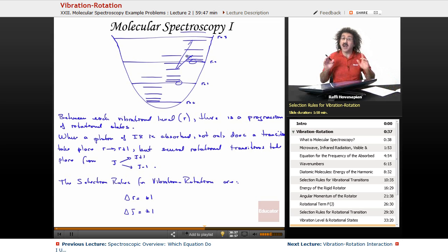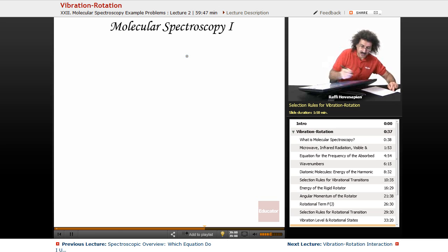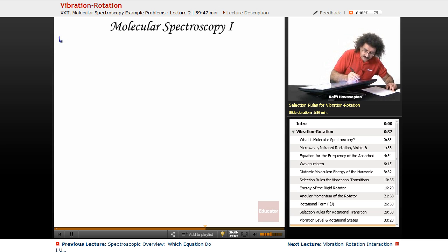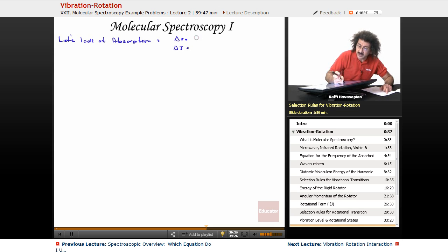Let's look at the mathematics behind absorption. What we want to do now is to derive an equation for the frequencies for the spectra that we see. Let's look at absorption. In the case of absorption, delta R equals plus or minus 1. Delta R is plus 1. It's absorption. Sorry about that. Delta J is plus or minus 1.